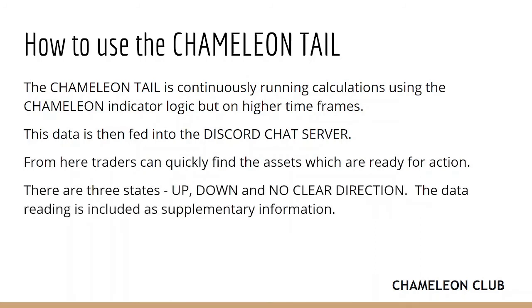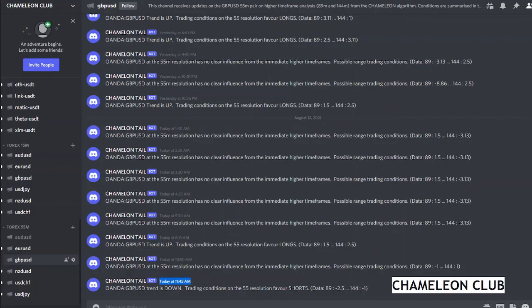Watch how a trade could have been discovered. The time of the Chameleon Tail alert was today at 11:45 AM. This time needs to be found on the lower time frame. So on the 13-minute chart, this will be within the bar which started at 11:39, which ended at 11:52.